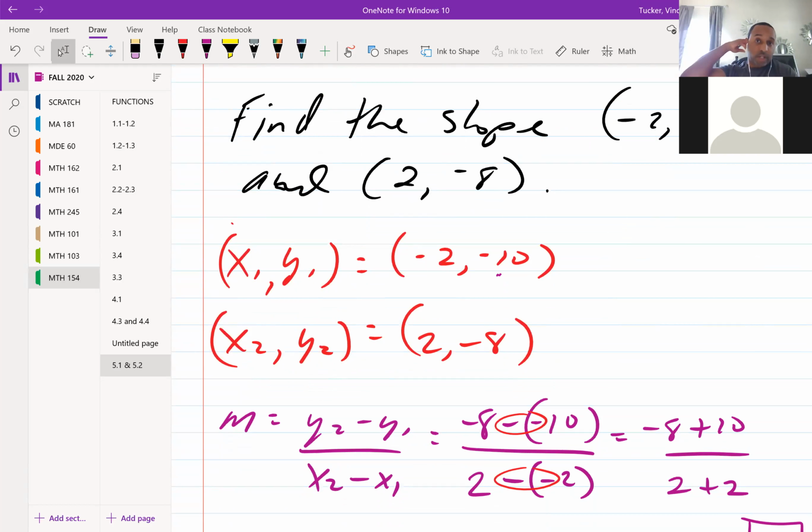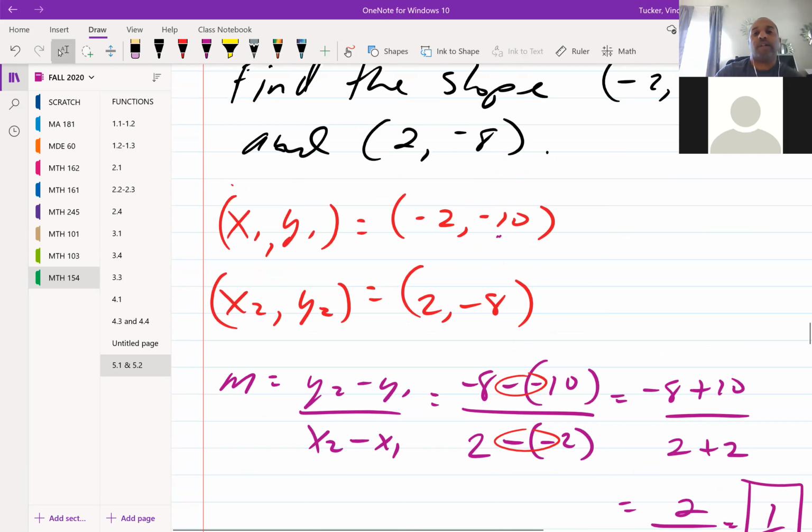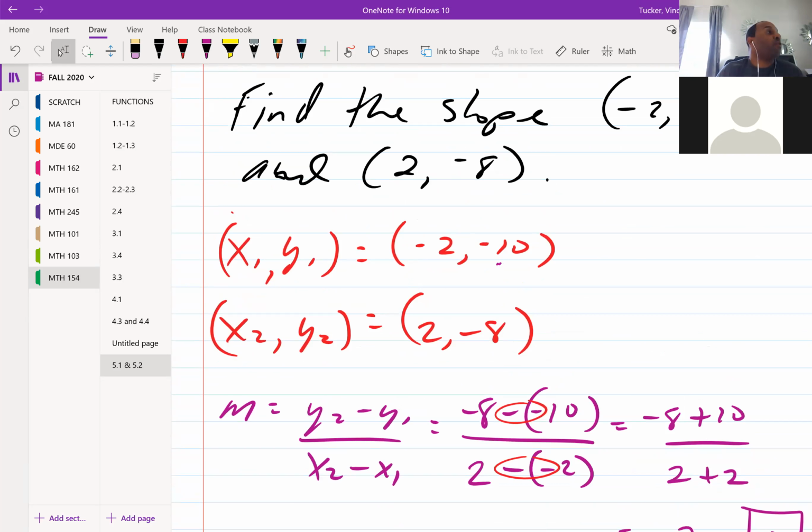All right, so the next one, find the slope. If they give us the points -2, -10 and 2, -8, we've already actually done this process in the last problem. Just label which point you call point 1 and the other one point 2. So it's -2, -10, x1, y1. Then x2, y2 is 2, -8. And plug them in accordingly.